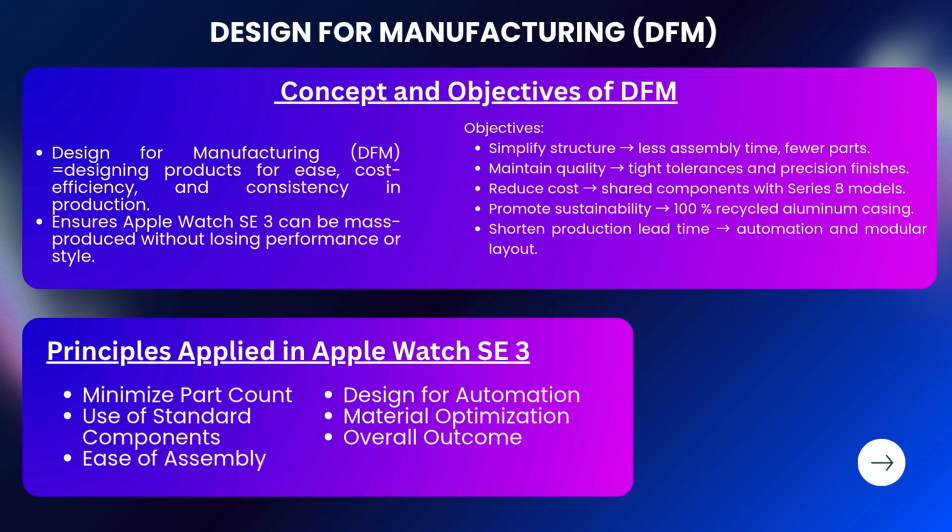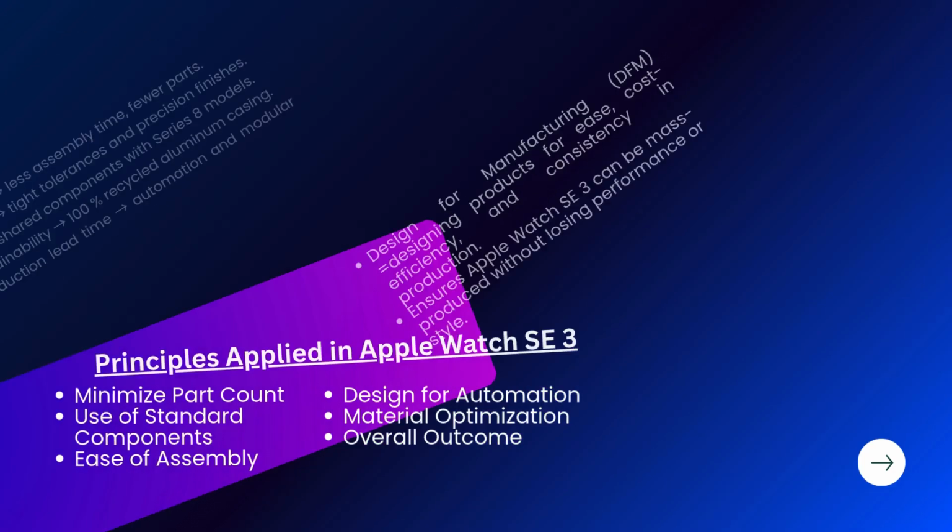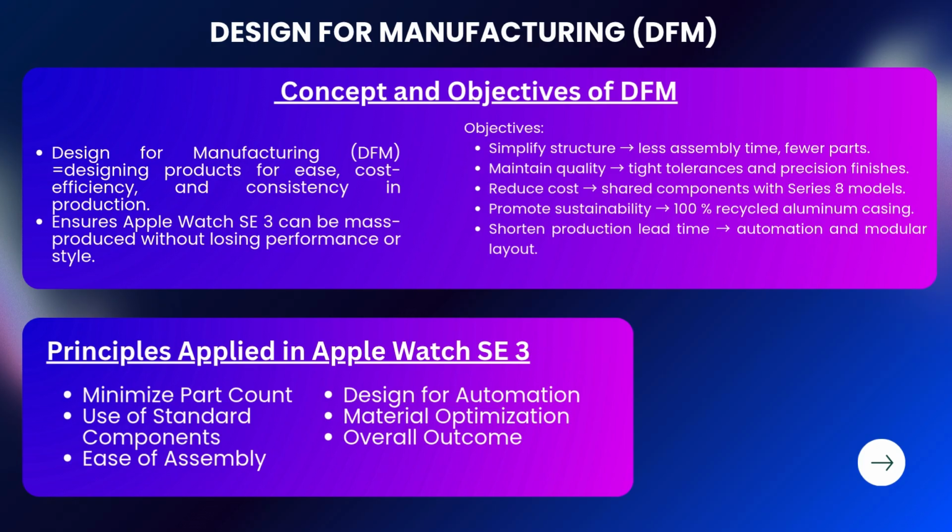The concept and principle of design for manufacturing using the Apple Watch SE3 as our example. DFM is all about designing a product so it's easy, efficient, and cost effective to produce without reducing its quality and aesthetic. For Apple, this means simplifying the watch structure, reducing part count, and making sure every component fits perfectly for smooth assembly. The Apple Watch SE3 also uses recycled aluminum and modular components which lower production costs, save time, and support sustainability.